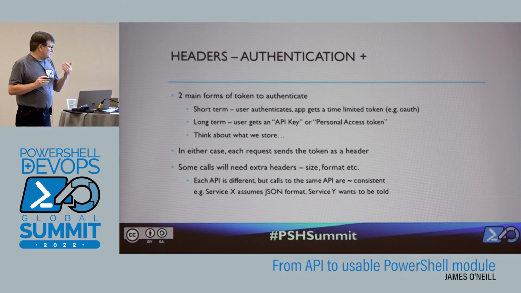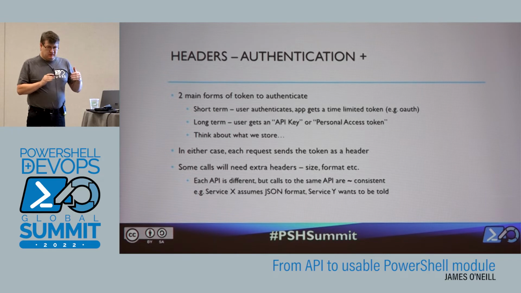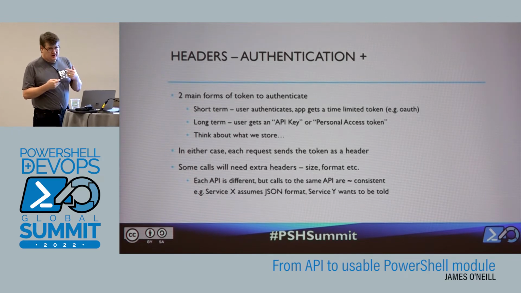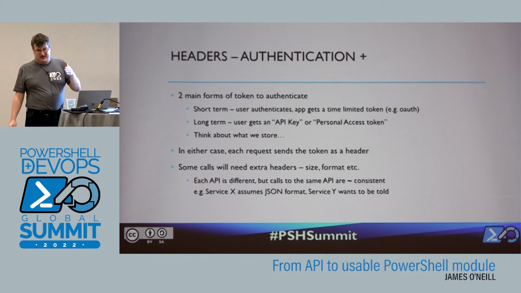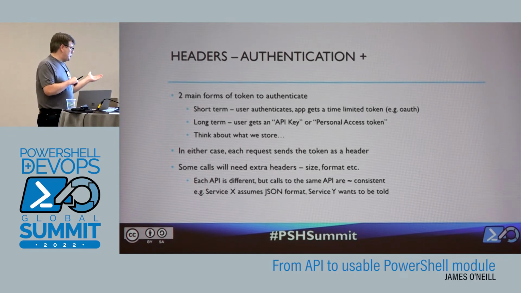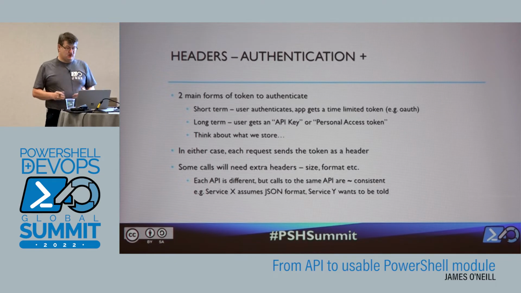So I mentioned authentication. Sometimes the authentication is quite short term. Something like Graph, for example, if you're talking to the Graph API, you do an OAuth style authentication, you get a token that's valid for minutes or hours, but it's not valid for ever. Alternatively, you get a personal access token or an API key. They go by different names, but typically those are valid for a lot longer. Sometimes they're valid indefinitely, but they're valid for months or years.